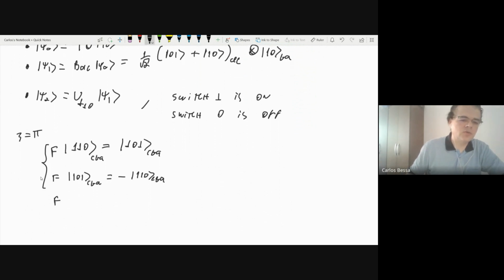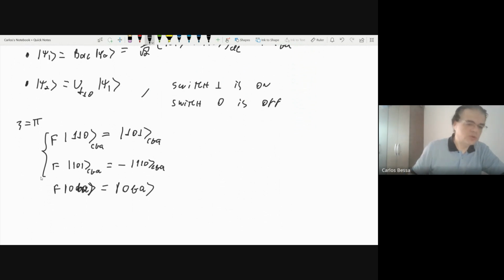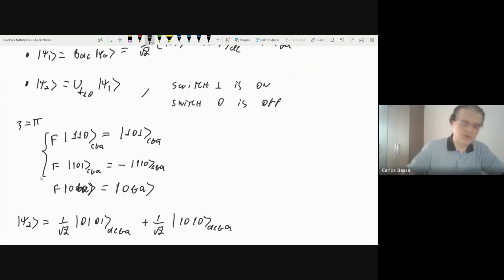Okay, and Fredkin, when C is 0, doesn't matter who is B and A, the result is like the identity. It doesn't change. So, if you do this, you will find psi 2 is this: 0, 1, 0, 1, DCBA plus 1 over square root of 2, 1, 0, 1, 0, DCBA.